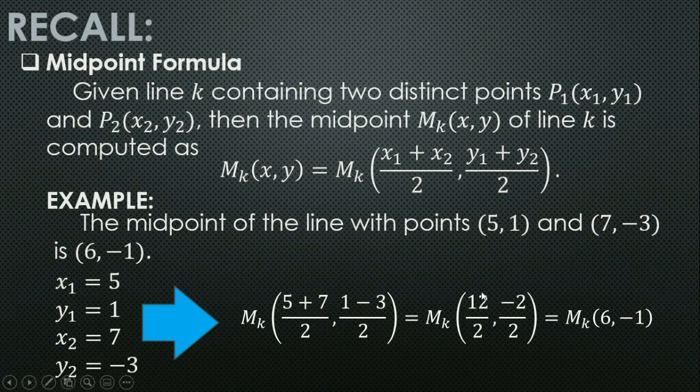Then 5 plus 7 is 12, divided by 2 is 6. 1 minus 3 is negative 2, divided by 2 is negative 1. Therefore, this is the midpoint of the line. Okay?